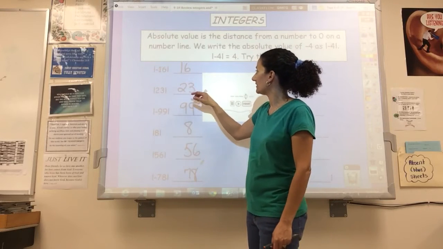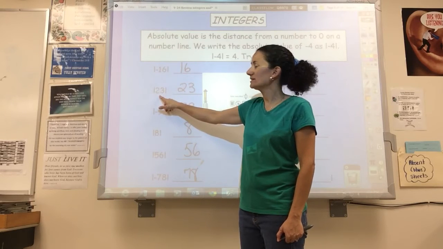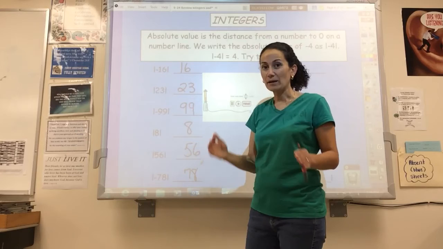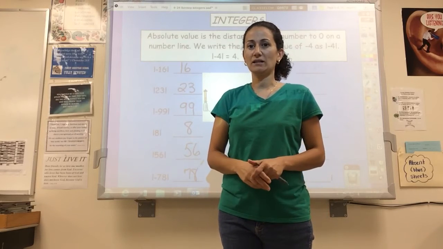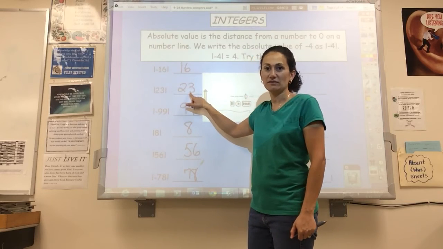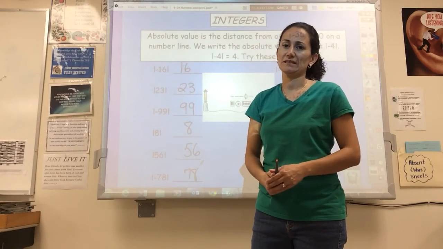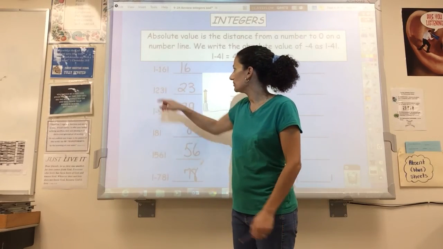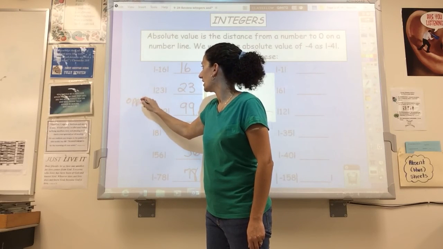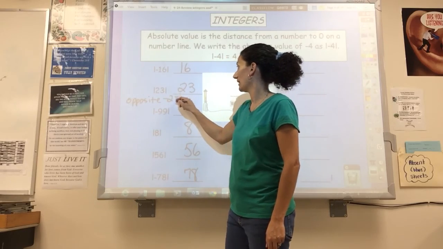I want to clarify that a common mistake some kids make is thinking the absolute value of a positive number is a negative number, but that's not true. Absolute value is always positive. The absolute value of a positive number is a positive number. Don't confuse absolute value with opposites. For example, the absolute value of 23 is 23, but the opposite of 23 is -23.